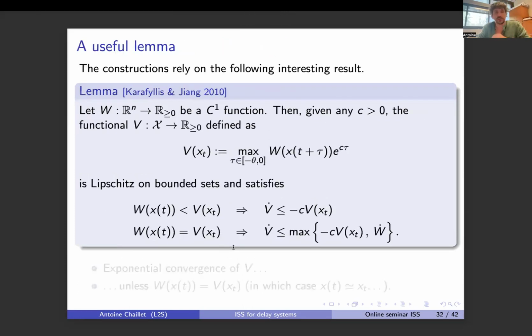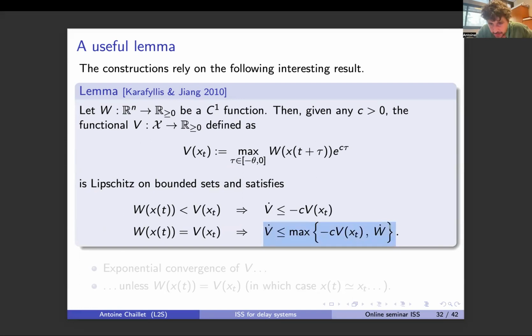So these constructions rely on the following interesting result that I want to mention, which is due to Jiang and Wang in their book in 2010, which tells you that if you give me a function W which is C1 and a constant c which is positive, and you define a functional V as the max of W over the past interval times exponential of c tau, then this functional has very nice properties. Most of the time, well, it's not very mathematically rigorous, but whenever W is smaller than V, it dissipates in an exponential way. And whenever, the worst case, W is equal to V, then you have anyway this bound.